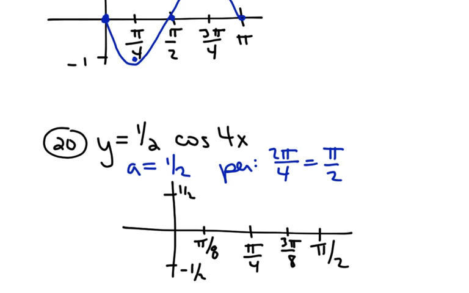It's a cosine graph, so it's either going to start at its maximum or minimum. Since the amplitude is positive, it starts with a maximum. So maximum, middle, minimum, middle, maximum. And there's one period of 1/2 cosine of 4x.